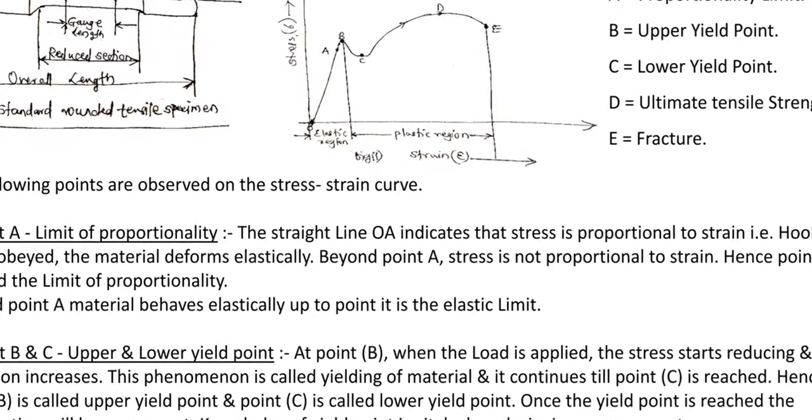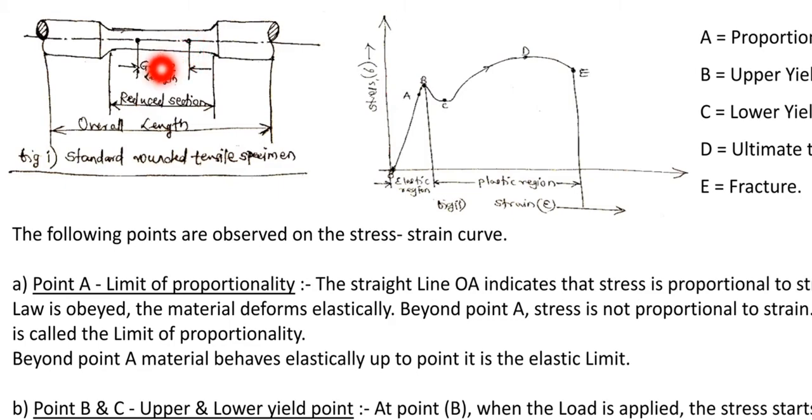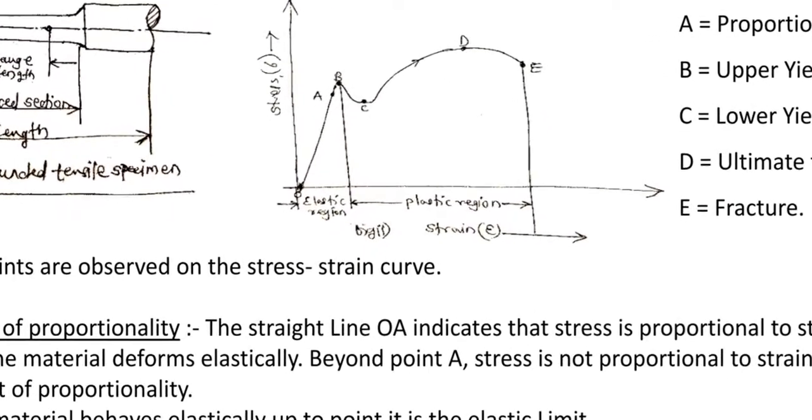Now you just see the diagram. This is the specimen. These 2 points marked here are known as the gauge length. Here is the diameter of the cylindrical specimen, this is the original diameter. This diameter is reduced here after applying the force, and therefore this section is known as the reduction section. This is the overall length of the specimen. So here the stress strain diagram is considered.